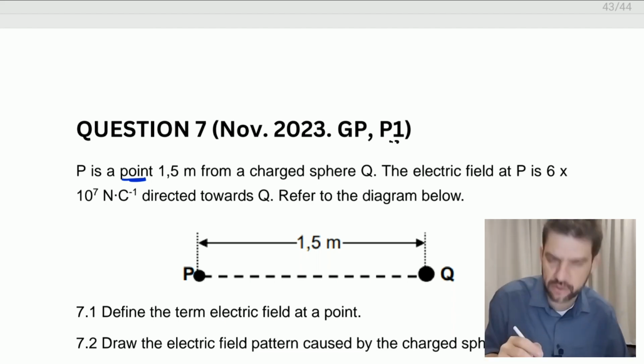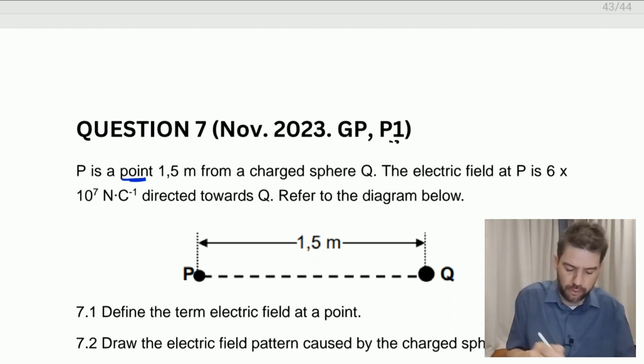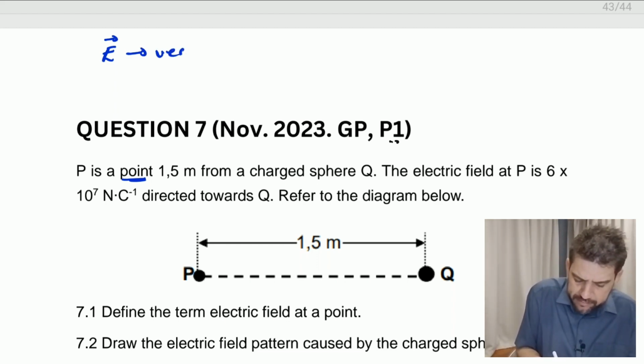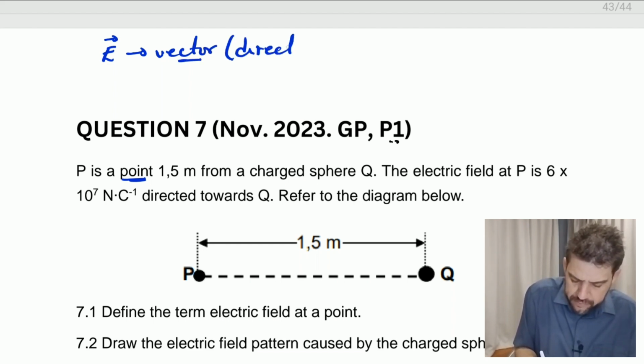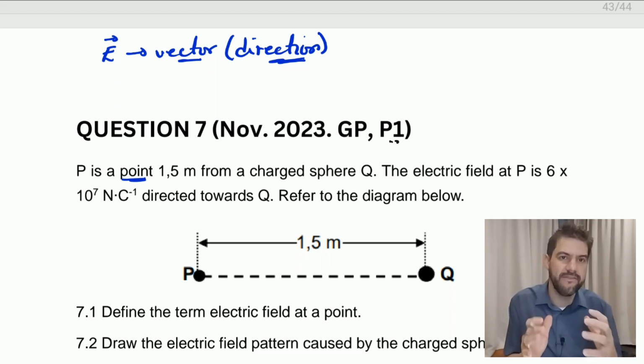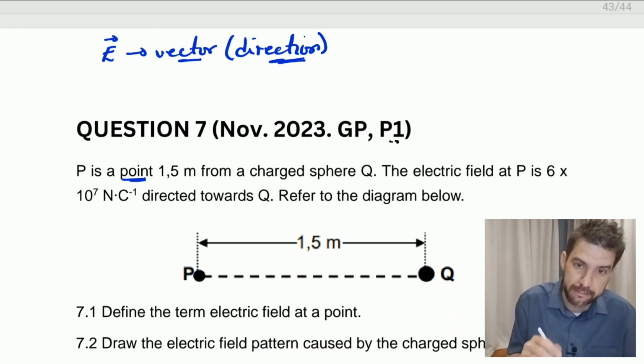Let's speak about the electric field quickly. It's an important point here. Now, electric field, the symbol is capital E with an arrow on top because it is a vector. As a vector, it means it has direction. Now the direction of the electric field will be taken as if in that specific point you place a positive charge. It is not a charge, it's a point, but the direction is going to be taken as if in that specific point you place a positive charge. So that is an important point here.